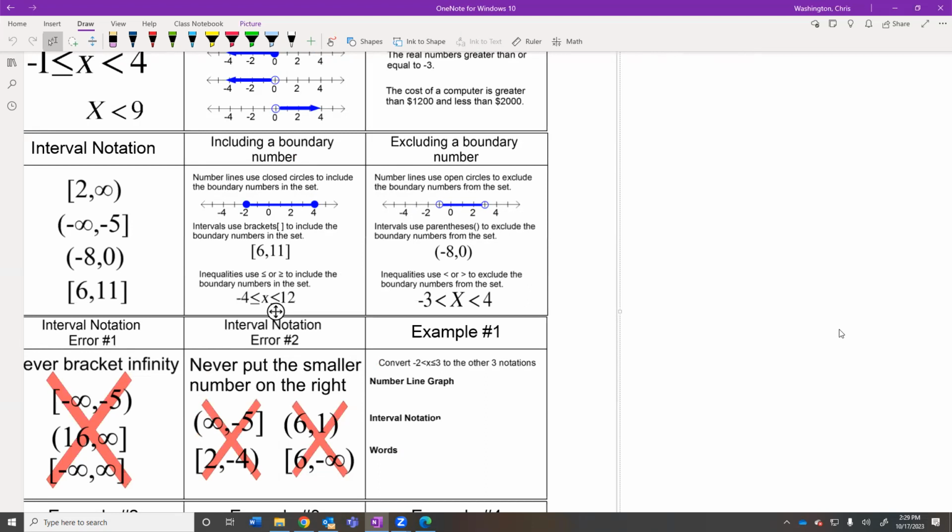If we're including the boundary number, we're going to use a closed circle. So -2 to 4. That means all the numbers from -2 to 4, including -2, and also including 4. And then with the interval notation, a closed dot is the same as a bracket. So if you have a number line that's got a closed dot on it, you're going to use a bracket. And then with inequality notation, we're going to use the equal to as well. So less than or equal to, or the greater than or equal to symbols.